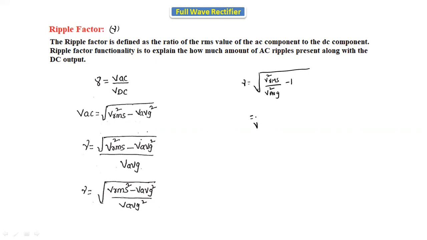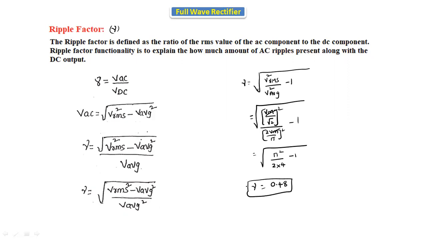Now, we know the formulas. VRMS value of the full wave rectifier is Vm by root 2, whole square, divided by the average value of the full wave rectifier, which is 2Vm by pi, also whole square, minus 1. Here Vm square gets cancelled. We will get the square root of pi square divided by, root 2 gets cancelled, 2 into 2 square which means 4, so pi square by 8 minus 1. Calculating the above value, the ripple factor of the full wave rectifier is 0.48.